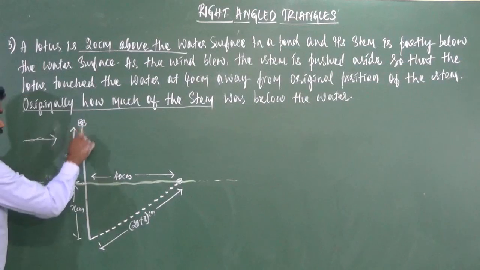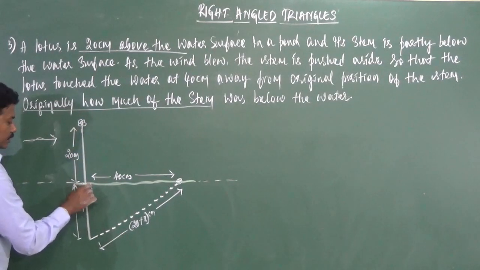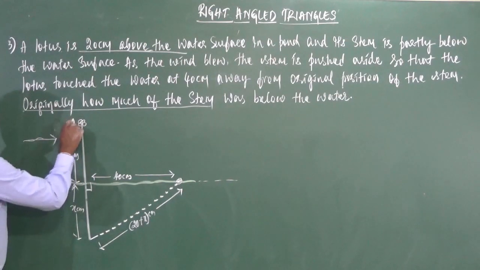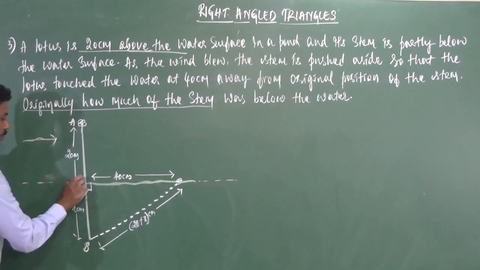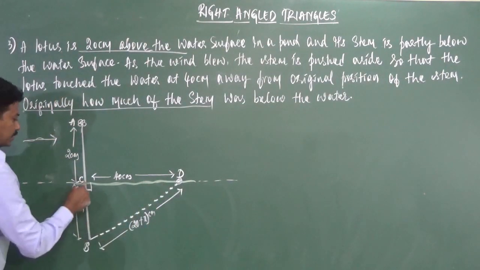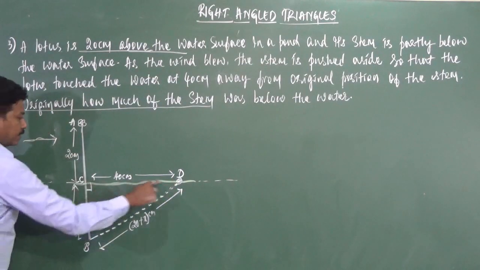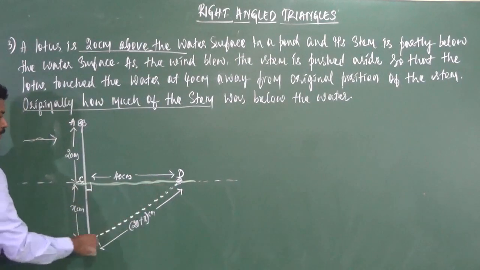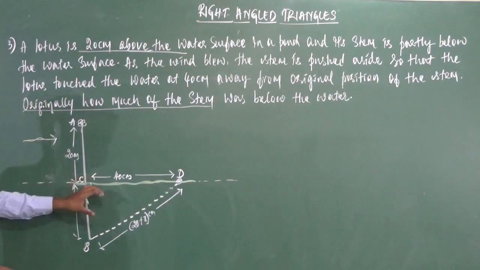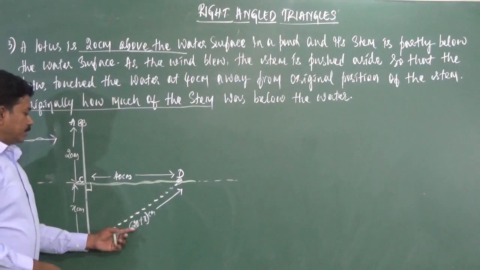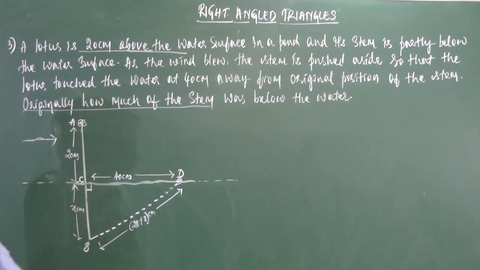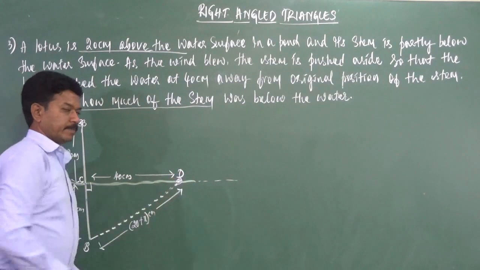Now the lotus is perpendicular to the water. You can see here at this point it is perpendicular. So if you take it as AB, this point as C, and this point as D, then in triangle BCD you can see a right angle triangle. So in triangle BCD, BD square is equal to CD square plus BC square. When we apply the Pythagoras theorem, it is (20 plus x) whole square is equal to 40 square plus x square. So please solve this equation by applying the Pythagoras theorem.